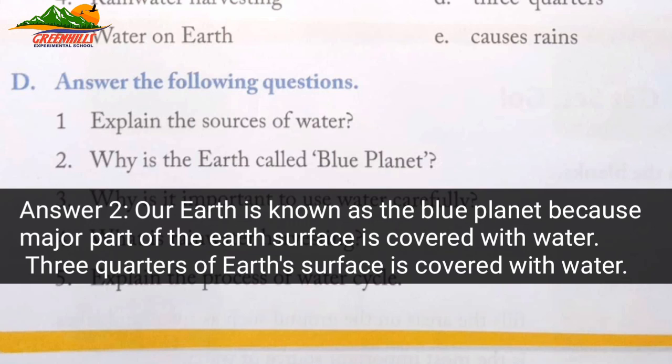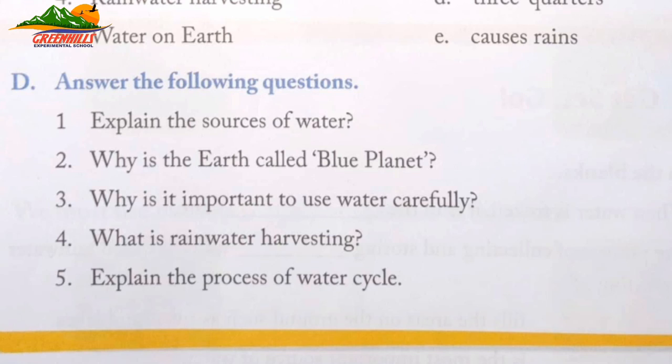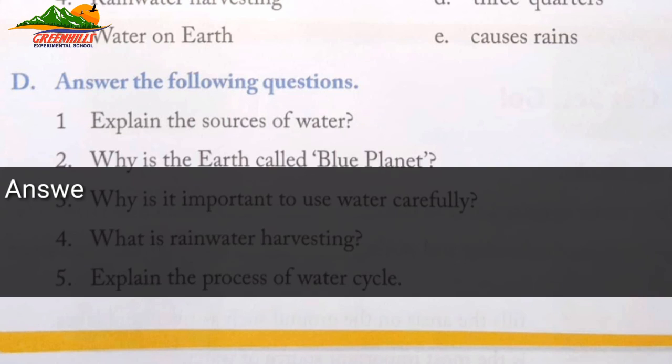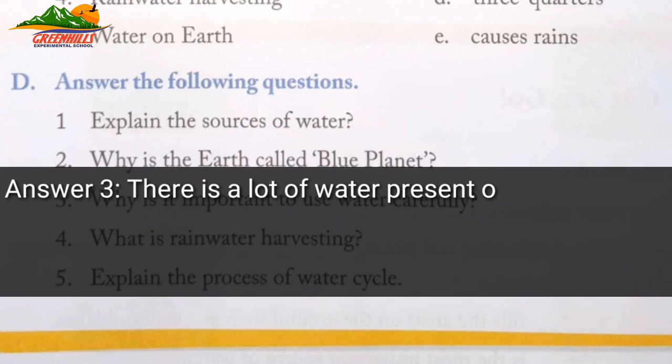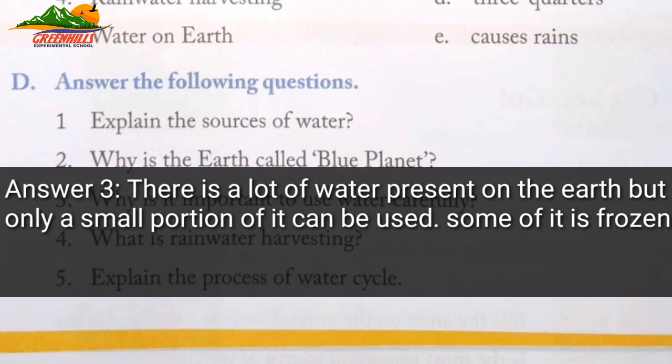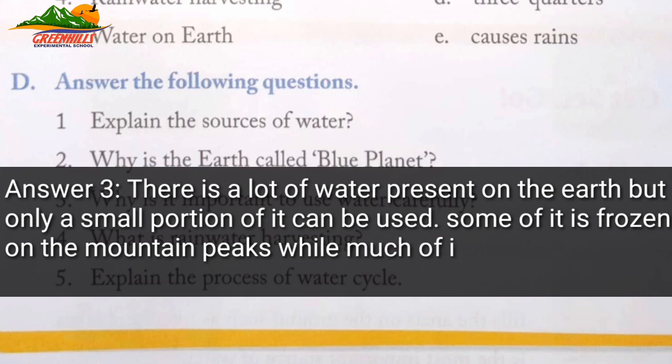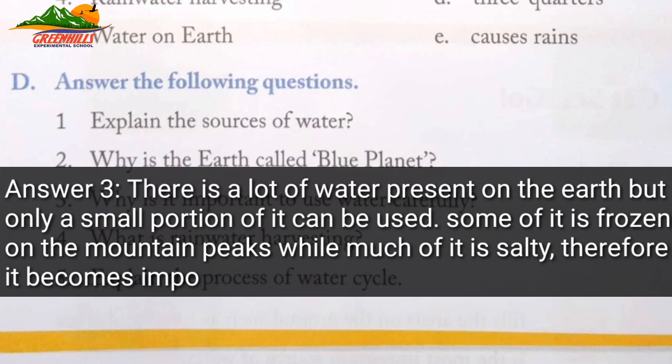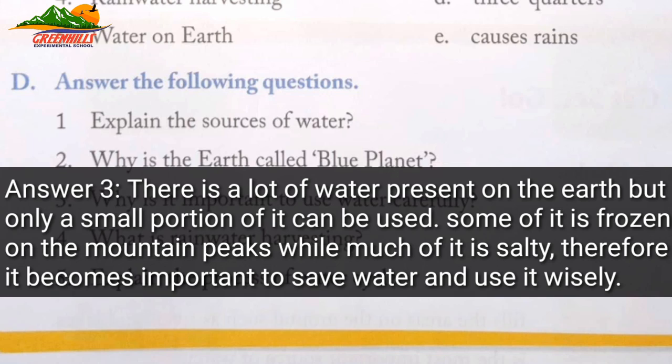Now question number 3. Why is it important to use water carefully? And the answer is, there is a lot of water present on the earth, but only a small portion of it can be used. Some of it is frozen on the mountain peaks, while much of it is salty. Therefore, it becomes important to save water and use it wisely.